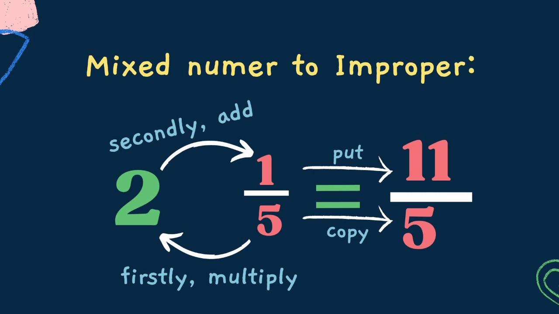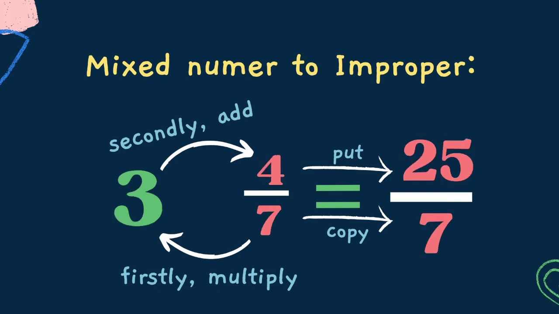Now let's try to transform a mixed number to an improper fraction. We have 2 and 1/5. First, the denominator 5 will be multiplied to the whole number, which is 2. So 5 times 2 is equal to 10. And secondly, add the numerator. So 5 times 2 is equal to 10, plus 1 is equal to 11. Just simply put the 11 as the new numerator and copy the denominator. There we have 11/5.